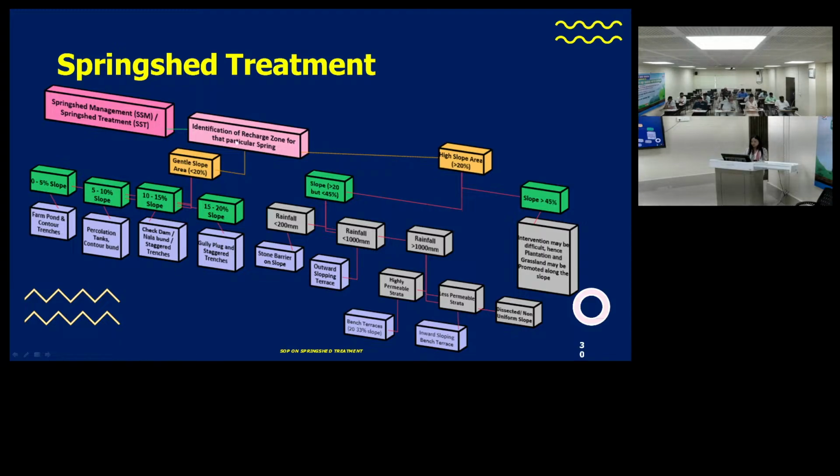So these are the different springshed treatment measures, and the constructions of different structures can be taken up for different types of area.